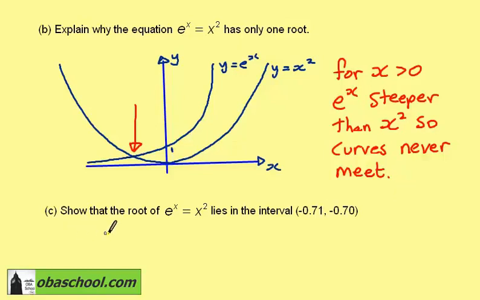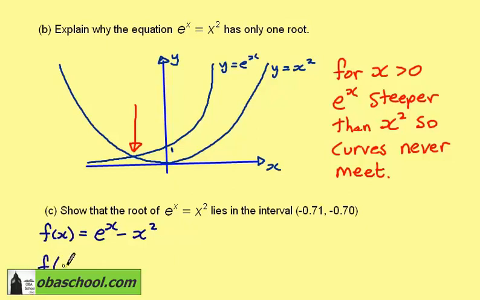Finally, we want to show that the root of e to the x equals x squared that we can see above lies in the interval minus 0.71 to minus 0.70. So let's start by letting f of x be equal to e to the x minus x squared. Remember, bring everything to one side so that the other side is 0. We then look for a change of sign in f of x.